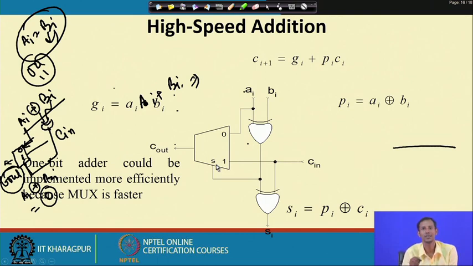So, this is used for high speed addition operation. High speed addition operation means that if I can predict from the beginning what the value of the carry output will be, I can select the corresponding value. By that I can reduce the computation time of the carry whenever we are considering a long chain of addition operations.